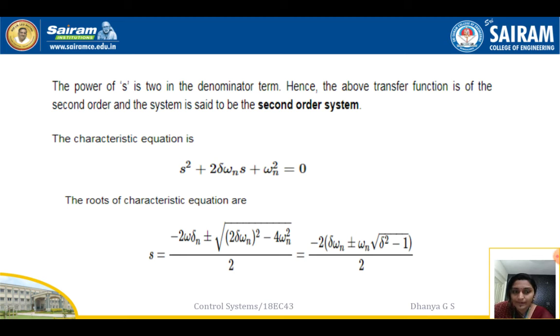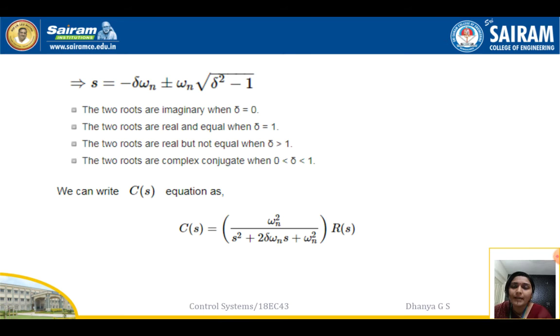You have to use the quadratic equation, which is minus b plus or minus root of b square minus 4ac divided by 2a. That equation you have substituted over here, so that you will get the answer as minus zeta omega n plus or minus omega n into root of zeta square minus 1. So the two roots are imaginary when zeta is equal to 0.